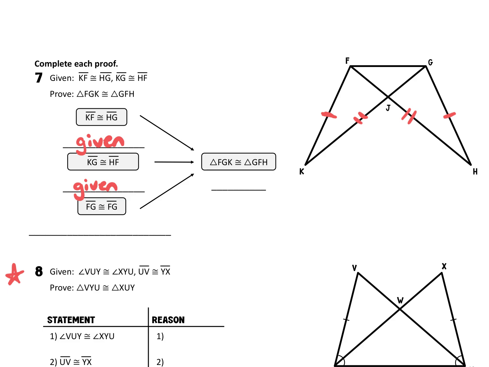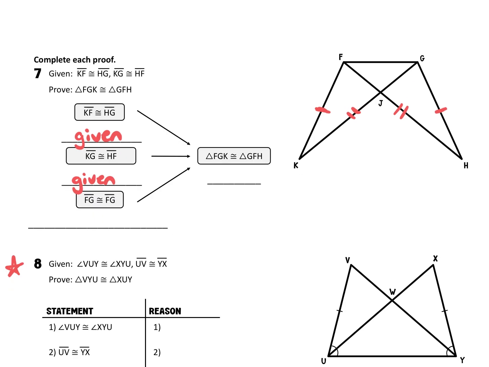Once we have our given statements, we want to look at our picture and see what we can assume. So again, looking for what they have in common, what can I assume with that picture? What do they have in common? Where do they overlap? F and G, right? FG, I can assume that side is congruent. Notice how it says that statement, FG is congruent to FG. Why could we assume that? Because it's the shared side. So that's our reasoning, shared side.